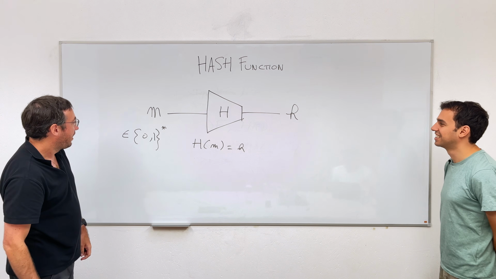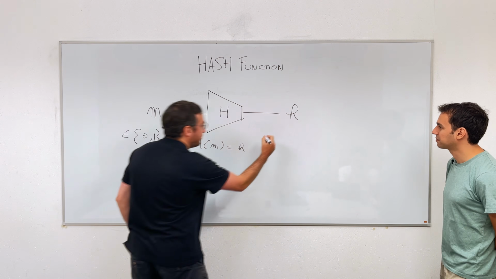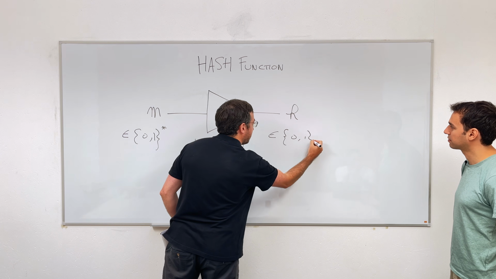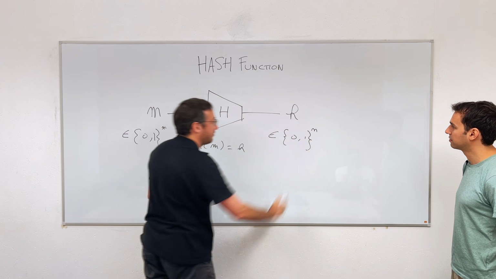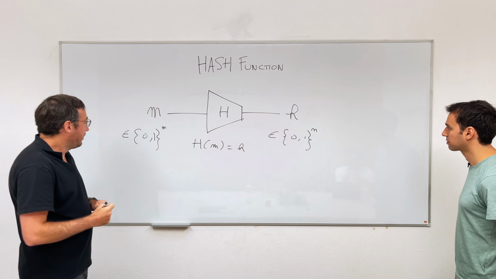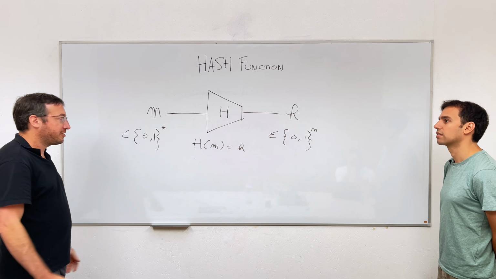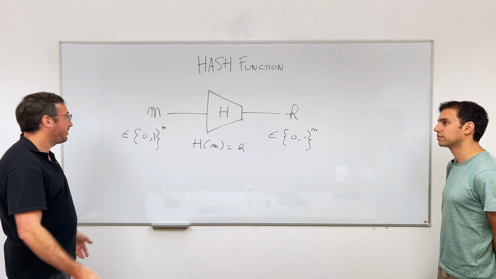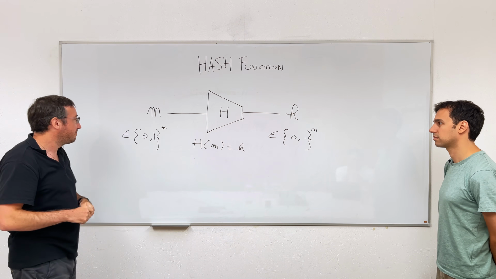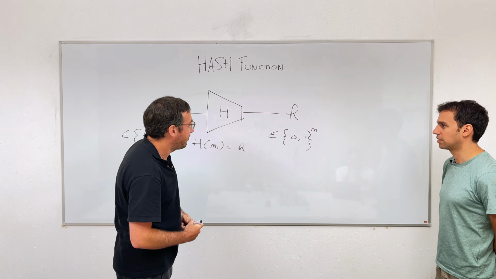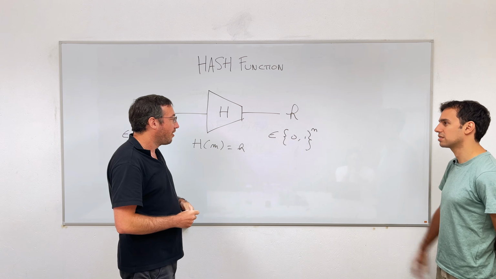Nice. And this output value belongs to the set of bits of a fixed size that I'm going to write n. So we go from any message, even the empty message, you can hash 1 byte, 1 megabyte, 1 gigabyte, however many bytes you want, but you're always going to get something of the same size. Always n bits.